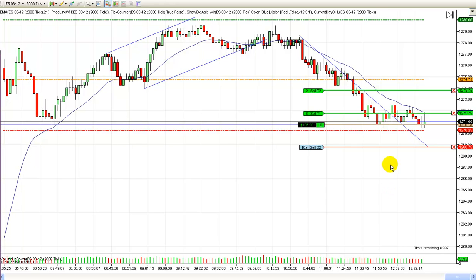Anytime you buy in a congestion area like this or sell in it, if you're not buying the very low or selling the very high, you're taking a big risk. So keep that in mind, and that's why I decided to buy down here instead of buying higher, because by the time all this ended, you see all these overlapping bars.